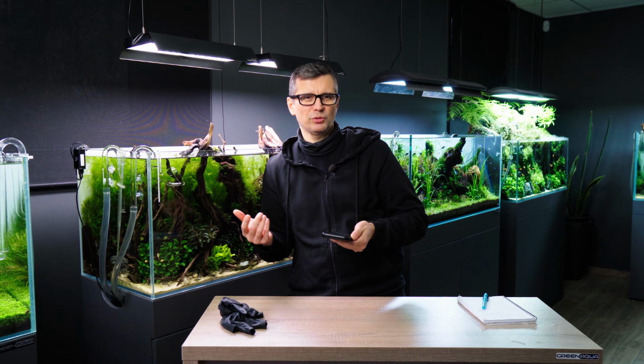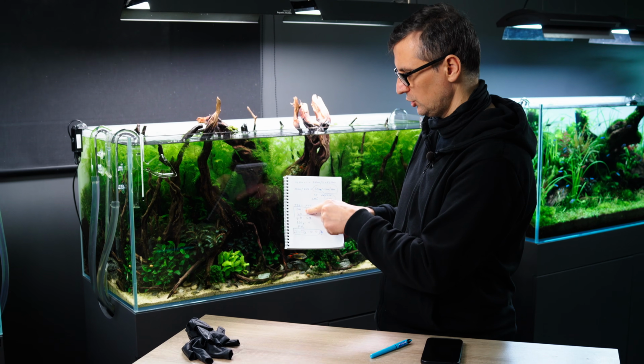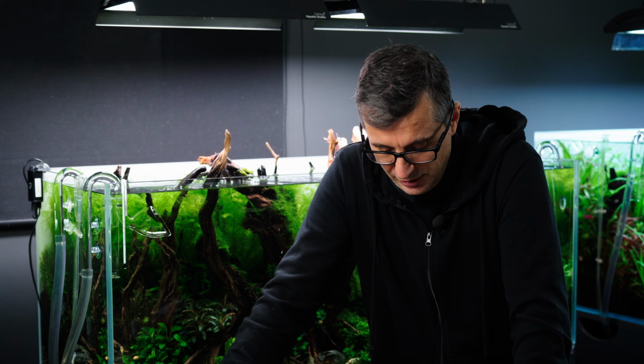Just take the time to do a test. Think about a structured method. These are the two problems. GH equals KH, silicates high. We need to address that. So what do we do? That's the question.